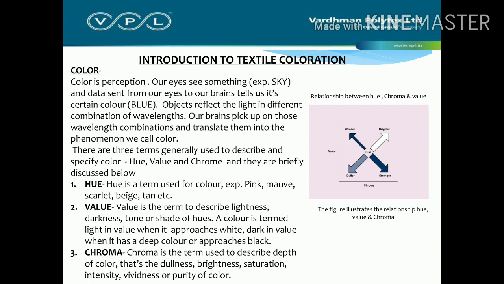There are three terms generally used to describe and specify color: hue, value, and chroma. They are briefly discussed below. Hue is the term used for the color. Example: mauve, scarlet, beige, tan.